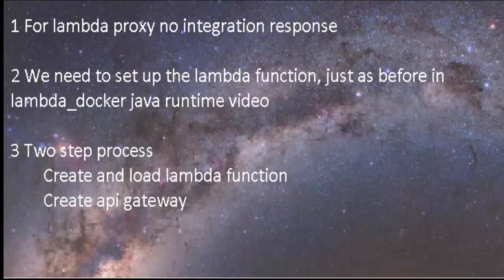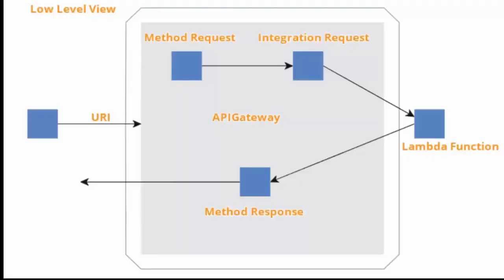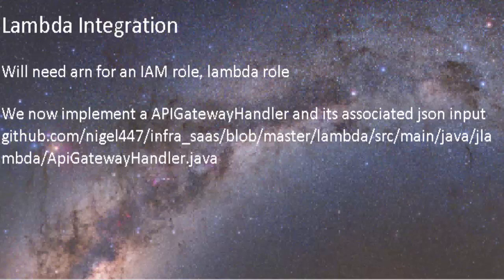We need to pass in some of the artifacts involved in setting up the Lambda function to the API Gateway code so we can use these artifacts when it creates the Lambda proxy. Our low-level view now looks like this. We have the method request to integration request as before, but there is no integration response. Also, our Lambda function is now internal inside the AWS stack. We will need an IAM role for our Lambda function. Let's call it a Lambda role. We will need that to pass in when we construct our Lambda function.